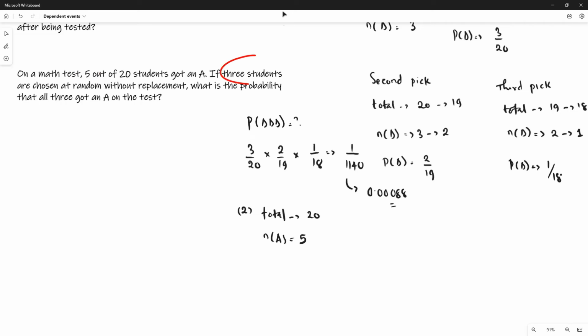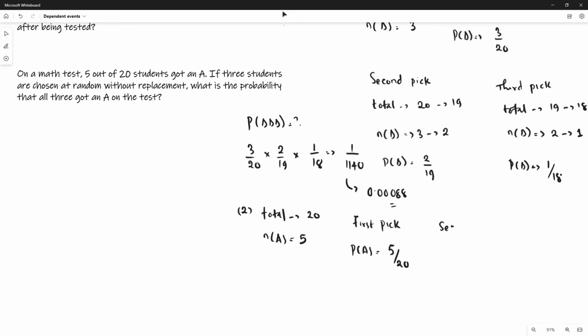We are going to be selecting 3 students at random. So that simply implies that we have 3 picks relative to this experiment of ours. At our first pick, the probability of picking an A student is equal to the number of A students divided by the total number of students. As you can see, we have 5 A students and a total of 20 students. So the probability of picking an A student at our first pick is equal to 5 divided by 20.